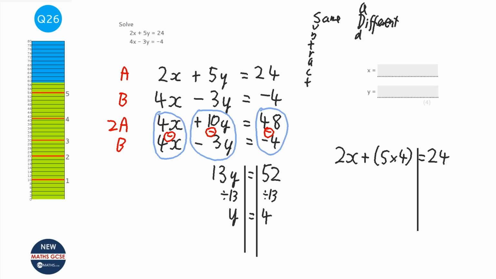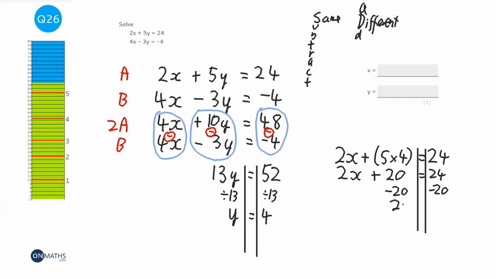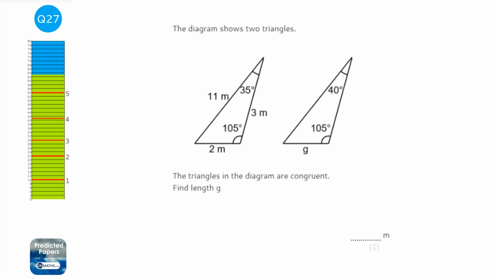And again, put my lines in. So it's 2x plus 20 equals 24. Take away 20 from both sides. 2x equals 4. Divide both sides by 2. Extend my lines a little bit. And x equals 2. Now if you've got time in the exam, you can check that that's right by using the second equation. So 4 times 2 is 8. 3 times 4 is 12, and 8 take away 12 is minus 4, so we know it's correct. So x is 2 and y is 4.